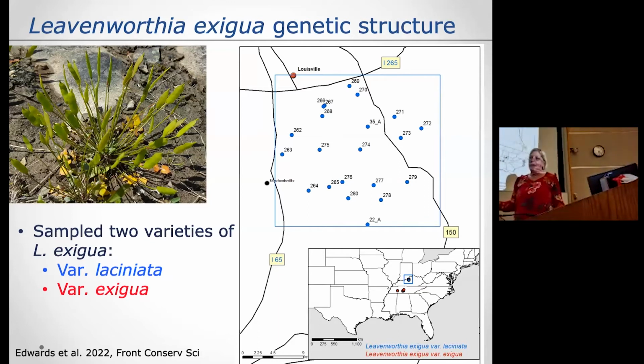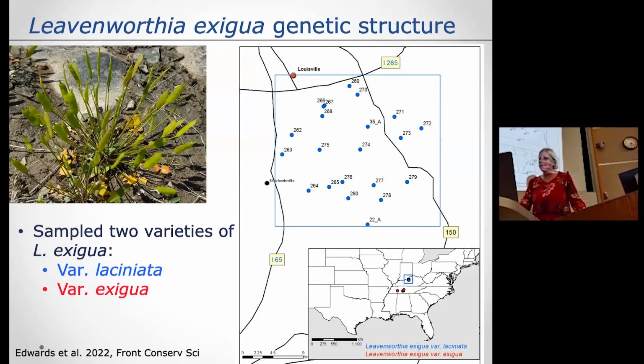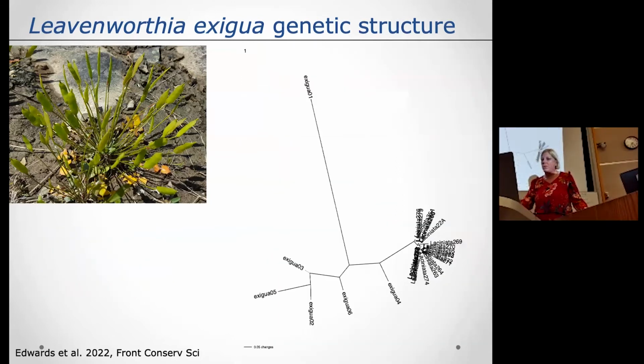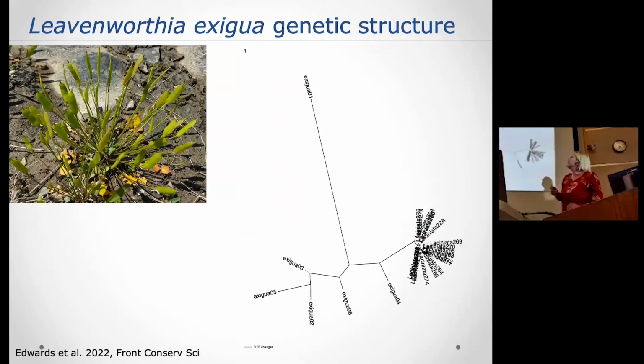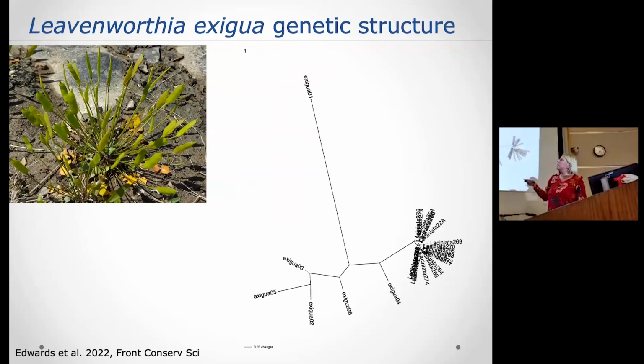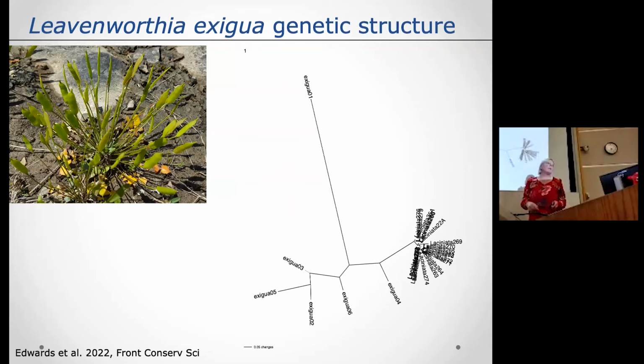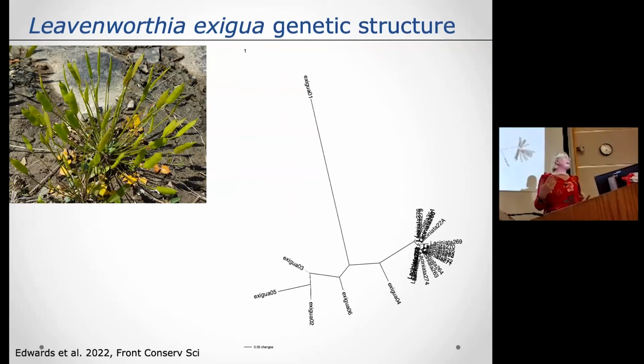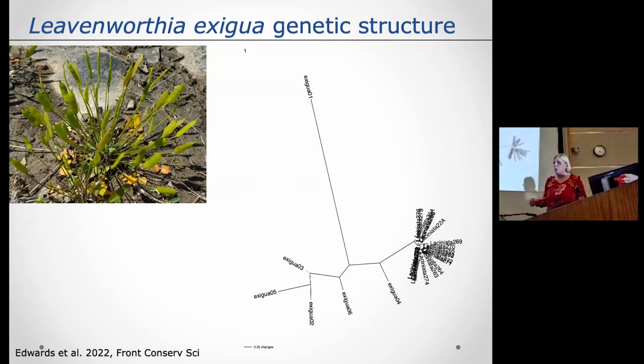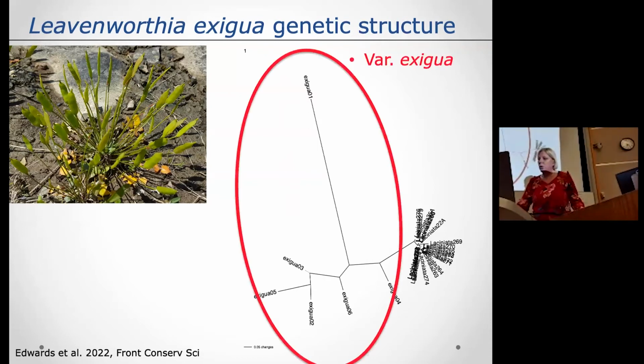And then we looked to see patterns of genetic structure. Okay, so this is what we found. This is a genetic distance tree. So each one of these little things represents a population that we sampled, and the branches represent the genetic distance between them, so how genetically similar they are. The ones on shorter branches are genetically more similar to each other, and the ones that are farther apart are more genetically different.